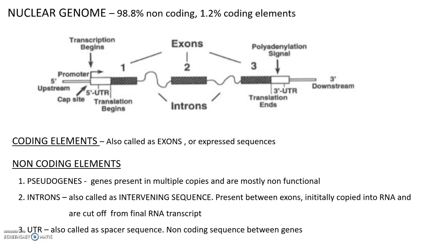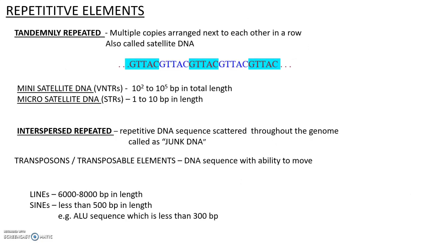It also consists of UTRs, or untranslated regions, and spacer sequences. These are the non-coding sequences between genes, that is, they connect one gene with another gene. It consists of also repetitive elements. The repetitive elements are of two types, that is, short randomly repeated elements and interspersed repeated elements.